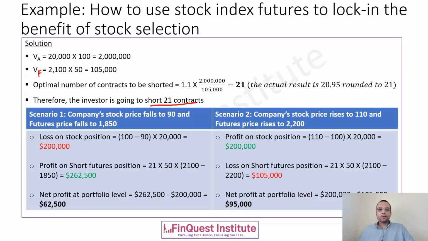So at a net portfolio level, the profit generated is the difference between these two quantities, 262,500 minus 200,000, which gives a profit to the investor of 62,500. So this profit gets locked in.